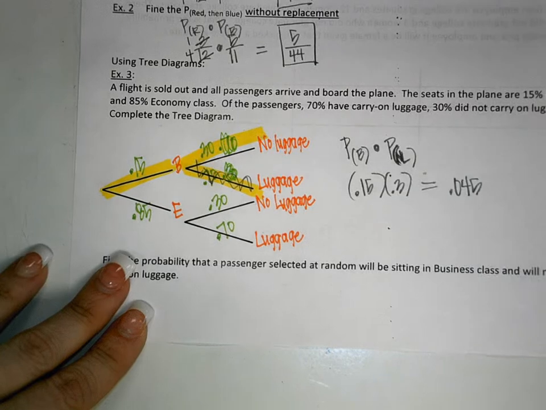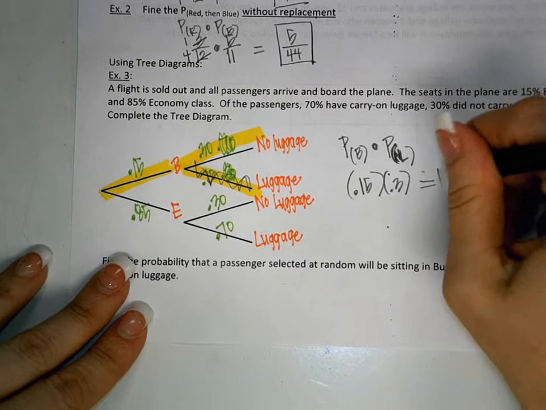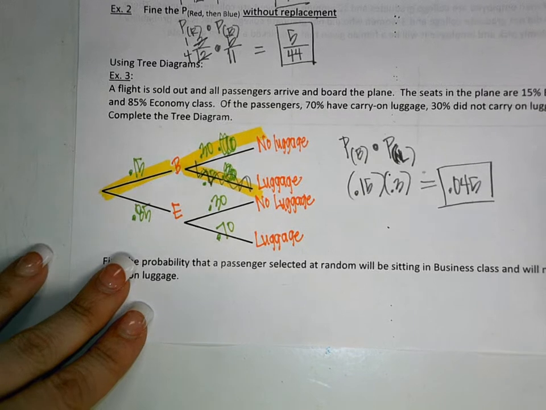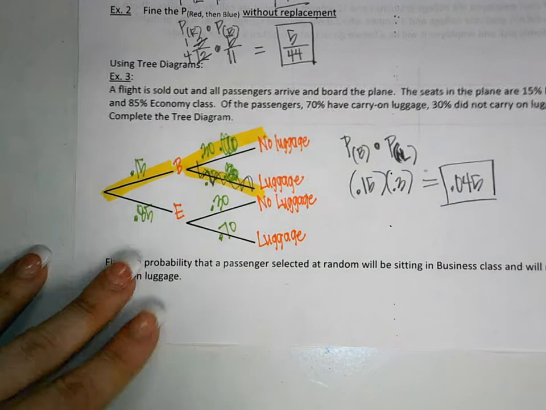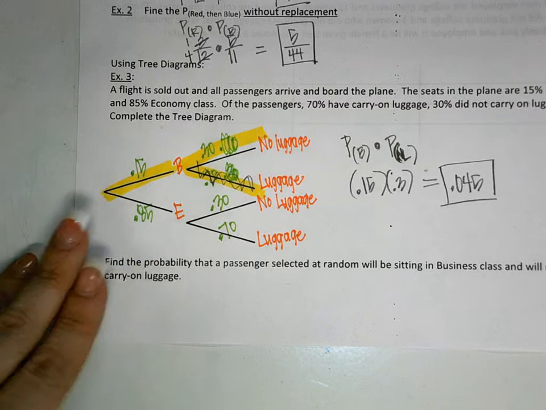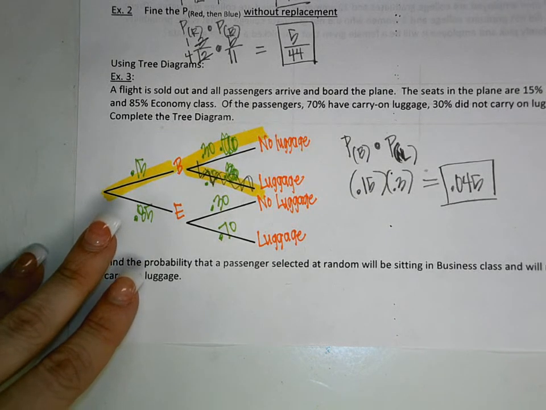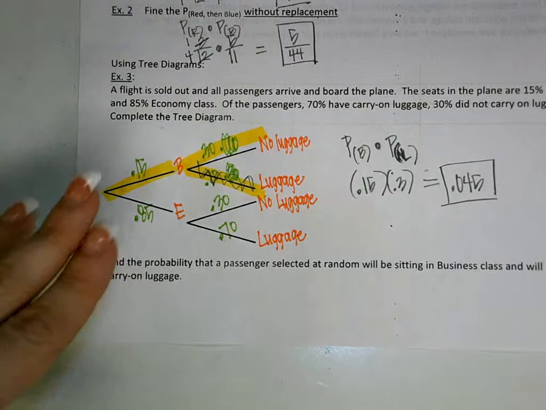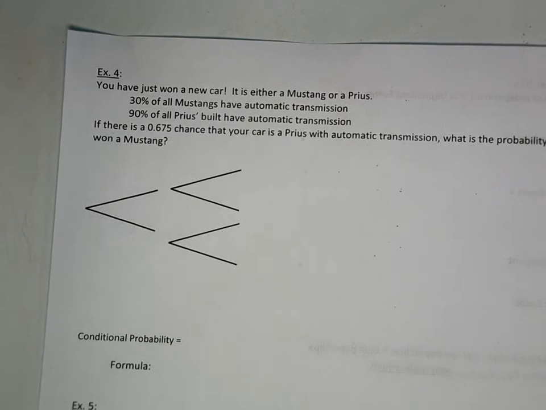0.045. If I asked you what that is as a percentage, 4.5%. Okay, so key here is follow the branch. Follow the branch. Do we have to draw the diagram? Yes. You need to draw the diagram. Just draw the diagram. There's not that many.